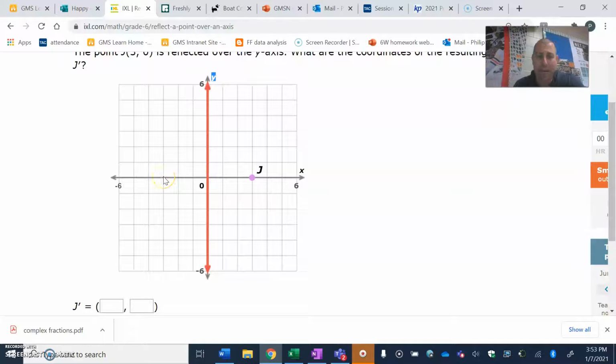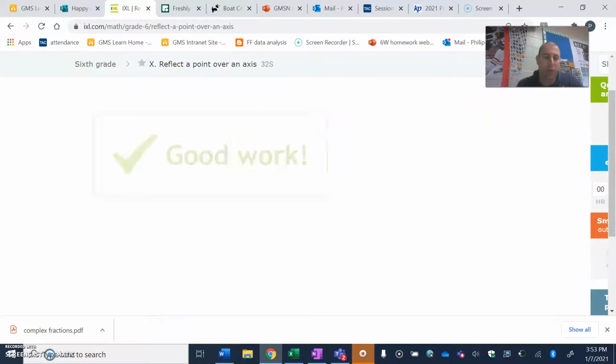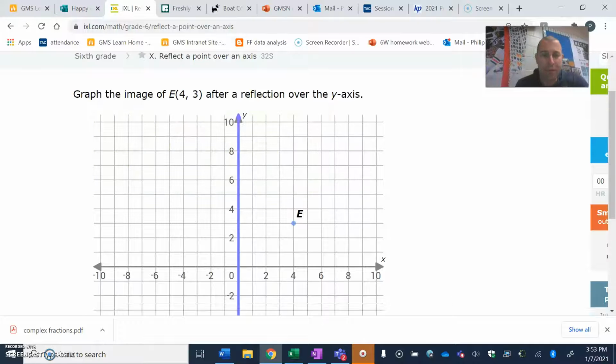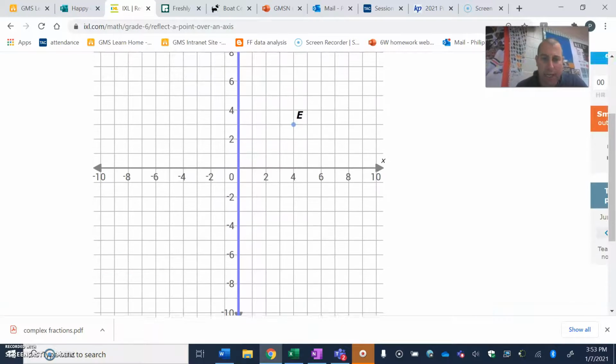So the ordered pair where my cursor is at is -3, because I had to go to the left 3. And then I'm not moving up or down at all, so it's a 0 that we're looking at.